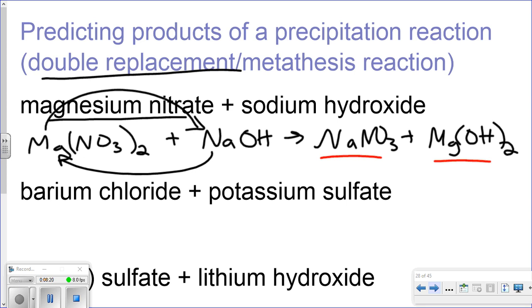So this is aqueous. This is not our precipitate. Why? Because sodium fulfills each of two rules. Sodium's a group 1 metal compound. Those are always soluble. And nitrates are always soluble as well. So that's not our precipitate. So far, no precipitation reaction. So now we've got this idea behind this hydroxide.